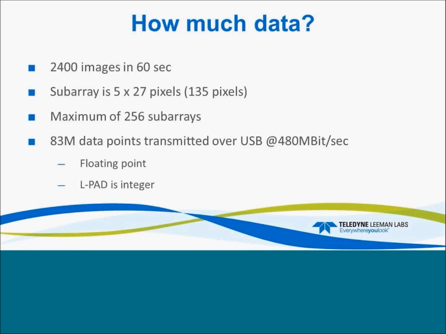How much data? If we do 2,400 images in 60 seconds, the subarray is roughly about 5 by 27, maximum 256. That means there's going to be 83 million data points coming down over that USB. One other difference between the CMOS and the LPAD is the CMOS uses floating point math as opposed to the LPAD, which is integer. And again, that's another manifestation of the speed of the CMOS device.